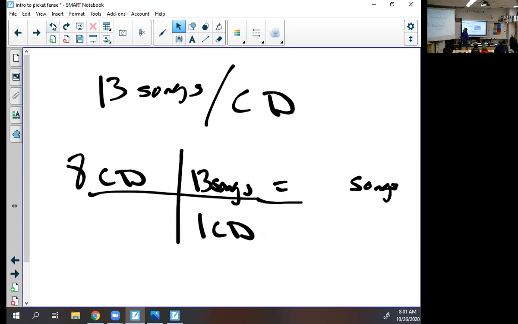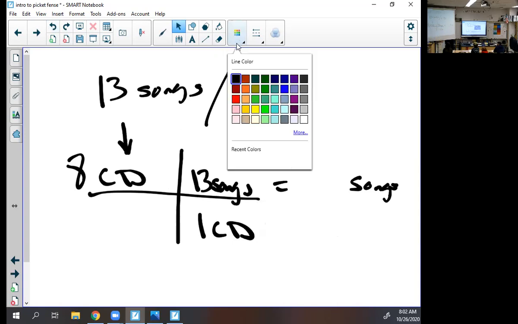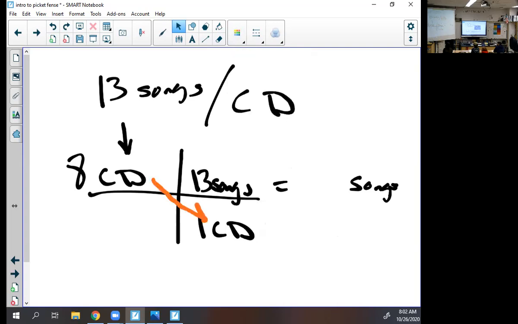But here you go. Here's the power. What we do this for is we always take what we're given, which was you have 8 CDs. You put it here. And it will always, always tell you what goes down there. The CD goes down there. Because these 2 units always have to cancel out.